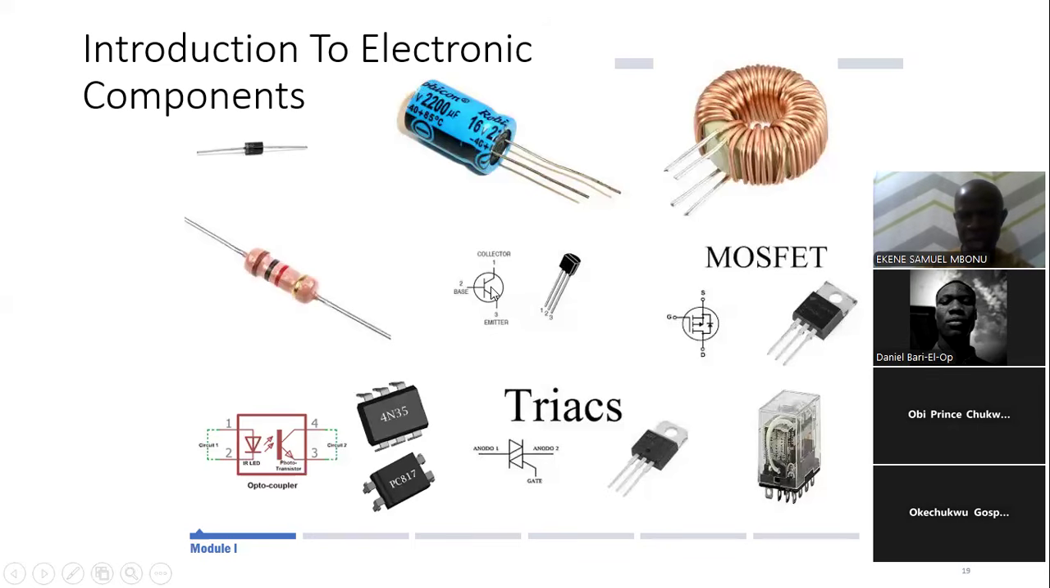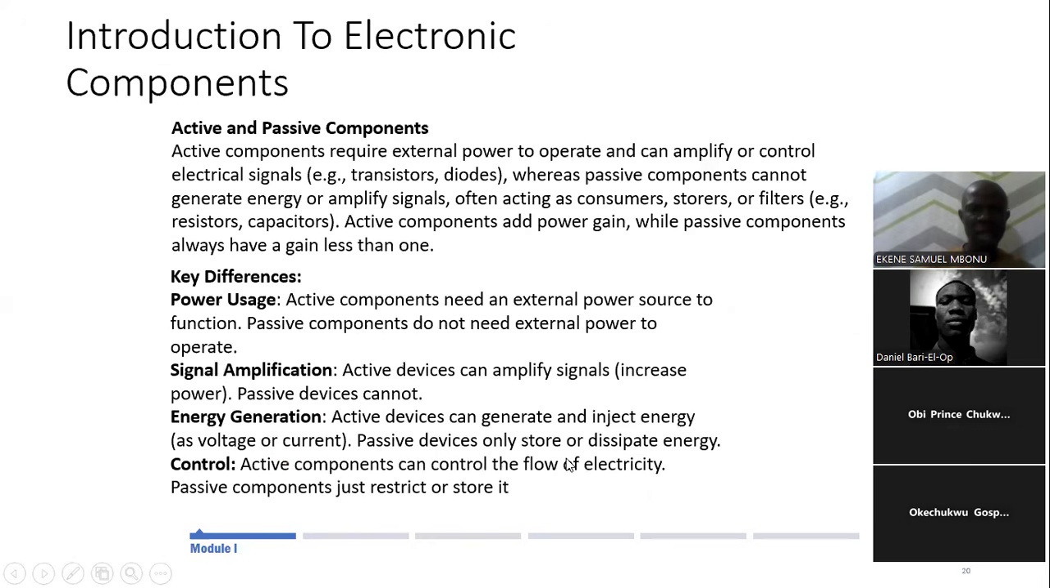This one is a transistor. What is this one? MOSFET. This is an optocoupler. This is a triac. This is a relay. We can classify these components into active and passive components.